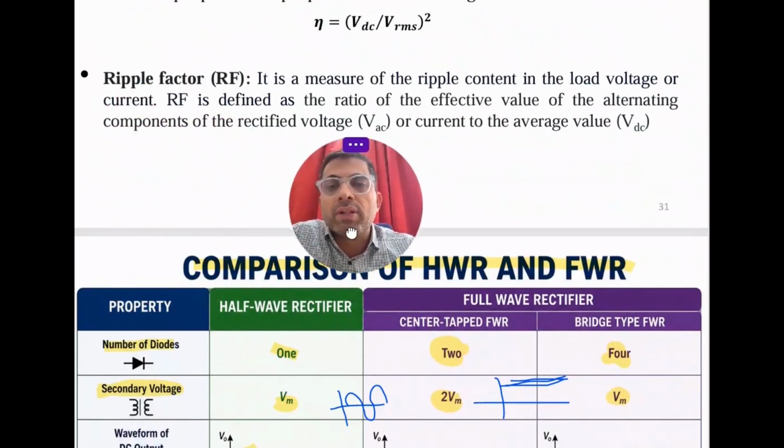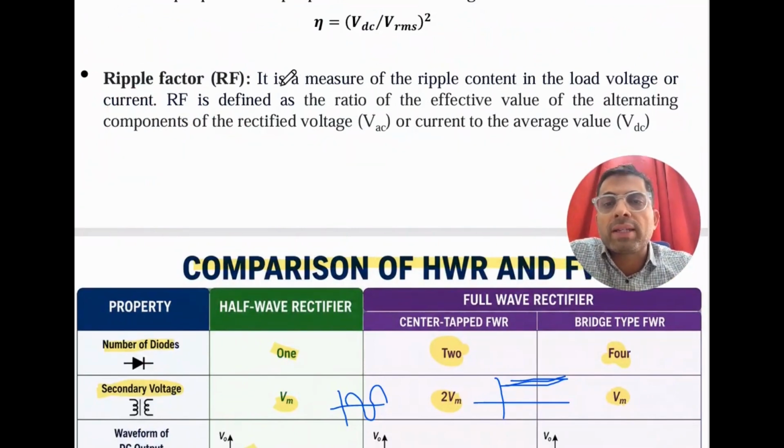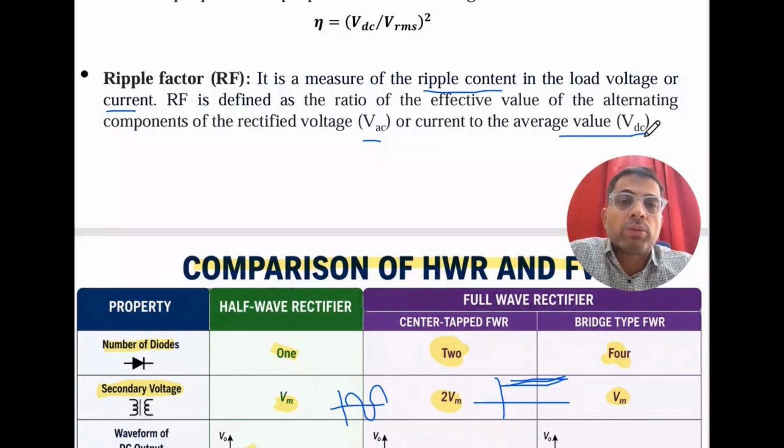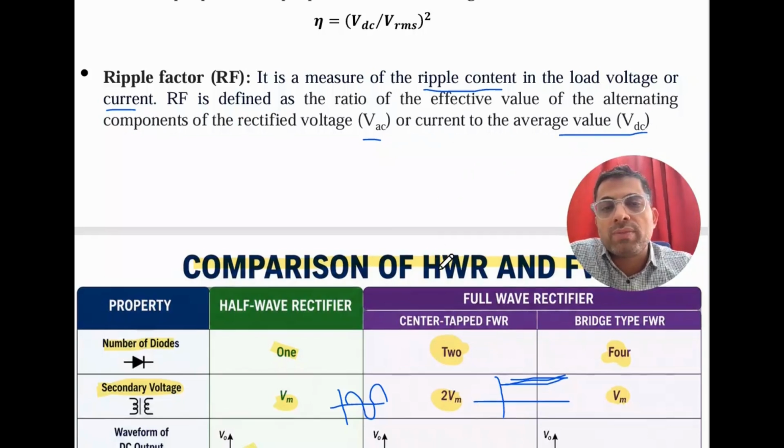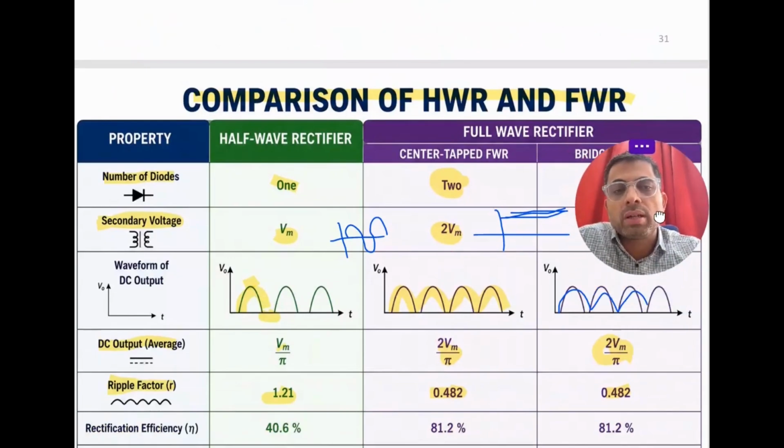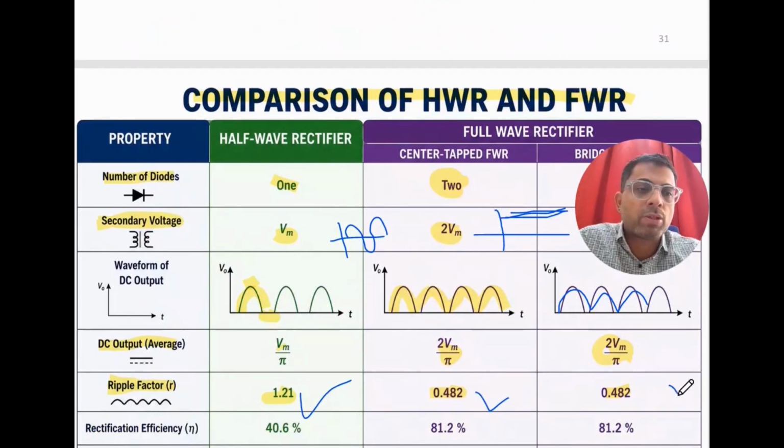Now we'll see the definition of ripple factor. So ripple factor is what? It measures the ripple content in the load voltage or current. Okay. So ripple factor is defined as the ratio of the effective value of the alternating component of the rectified voltage, that is VAC, or current, to the average value, that is VAC by VDC. Okay. So this way you can calculate the ripple factor of half wave rectifier. The value is 1.21, 0.48 and यहाँ पे भी 0.48.